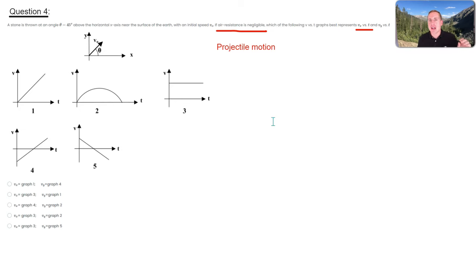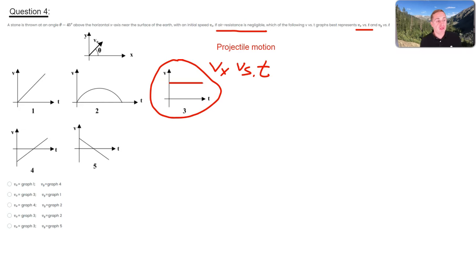That is to say, horizontally, in the absence of any outside forces like air resistance, the stone will continue to move horizontally to the right with a positive x velocity that does not change. Graph number 3 is going to indeed be Vx versus t because it's positive, it's unchanging, and it just stays a nice constant positive x velocity. Okay, so it's just this flat graph, and that's what we expect.